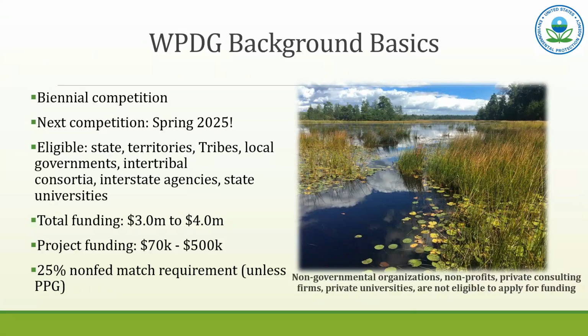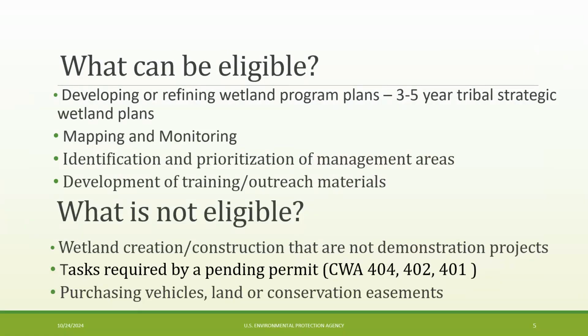As was mentioned in the earlier session, there is a 25% match for this unless the grant is rolled into a PPG. So this can be a grant that can be combined with other grants that your tribe may have, for example, 319 programs or 106 funding or things like that, that can help reduce that match requirement for these grants.